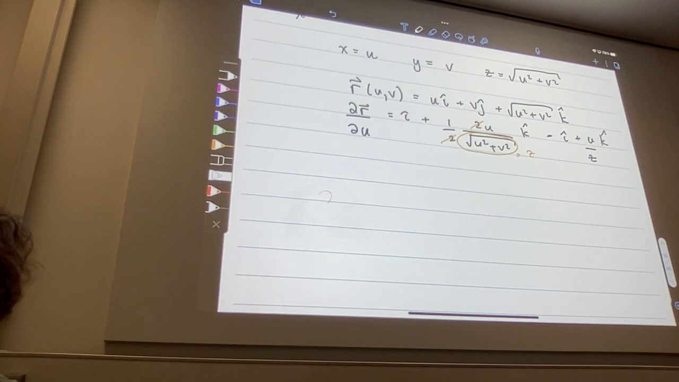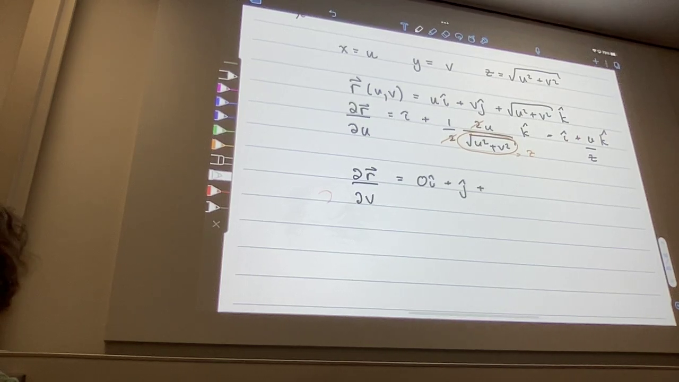I can do the same thing for my tangent in the v direction. So you can double check this. It's almost exactly the same except the first two terms kind of swap. So I've got naught in the i hat plus j hat plus v over z in the k hat.